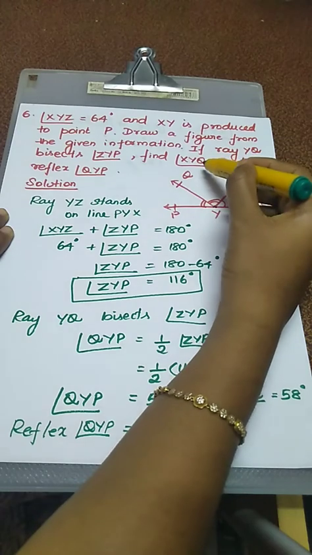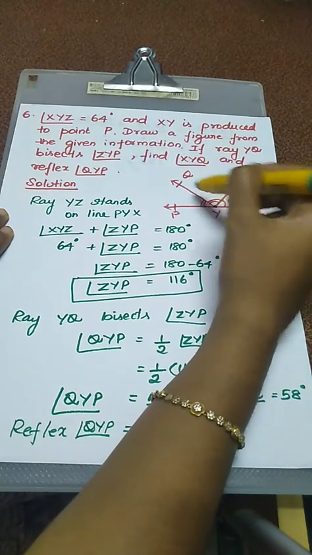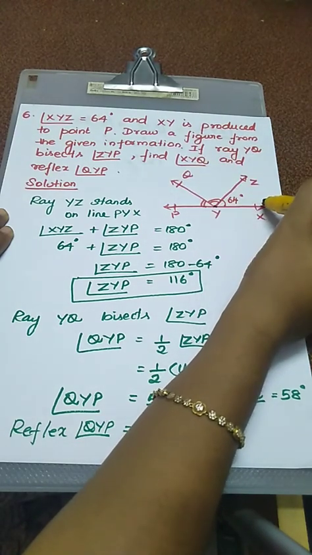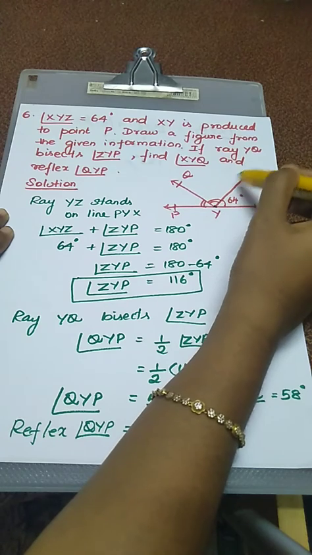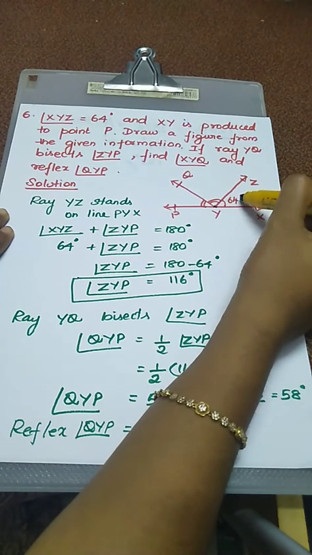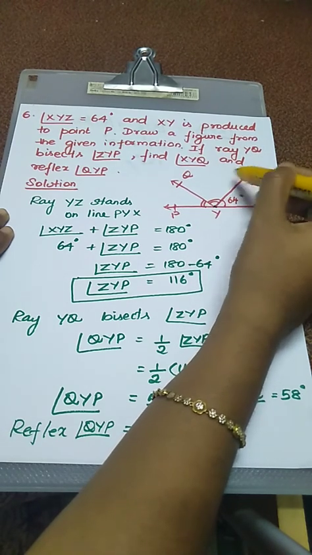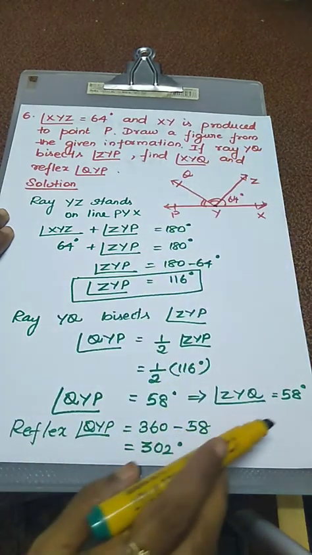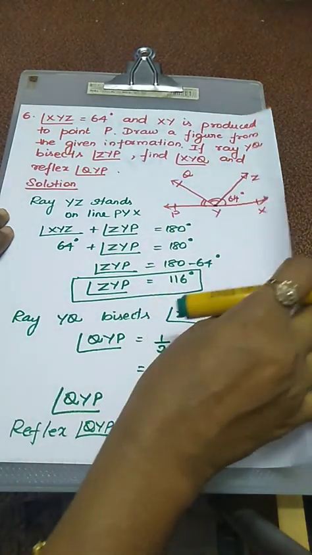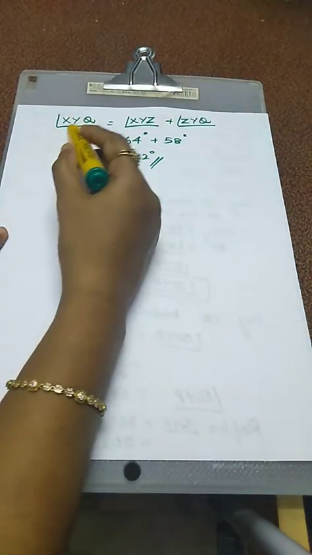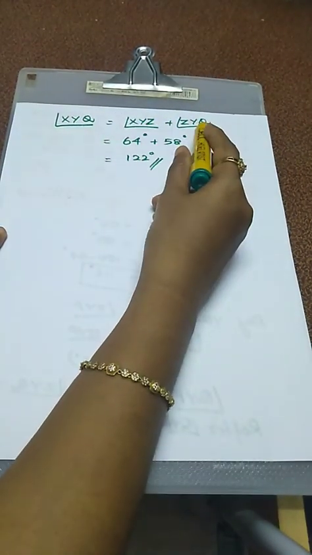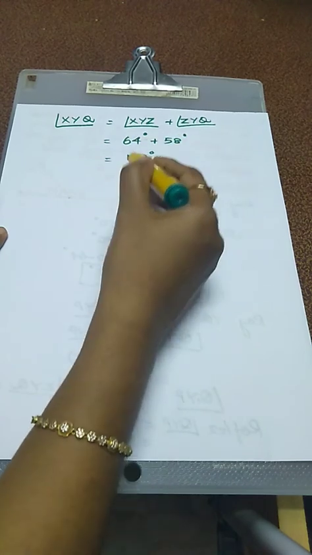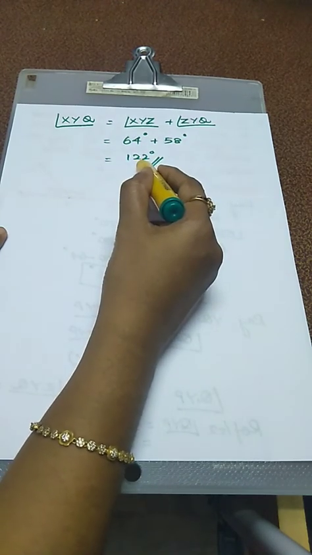Next we have to calculate XYQ. The XYQ value we need now. We just add the values XYZ plus ZYQ. What about XYZ? That is 64 degree. ZYQ is also 58 degree. We just add these two values, easily we get XYQ. So XYQ is equal to XYZ plus ZYQ. 64 plus 58, the answer is 122 degree. That's all.